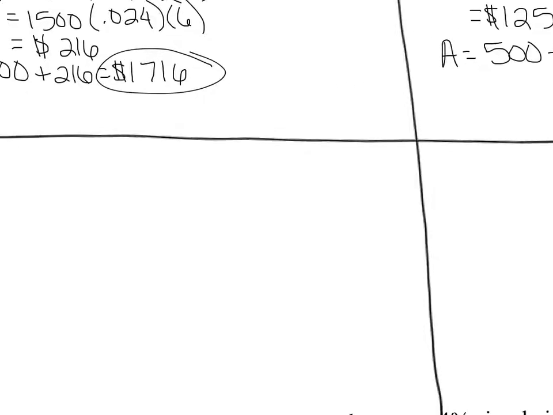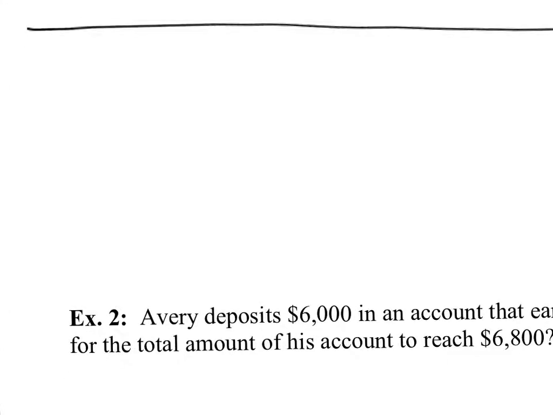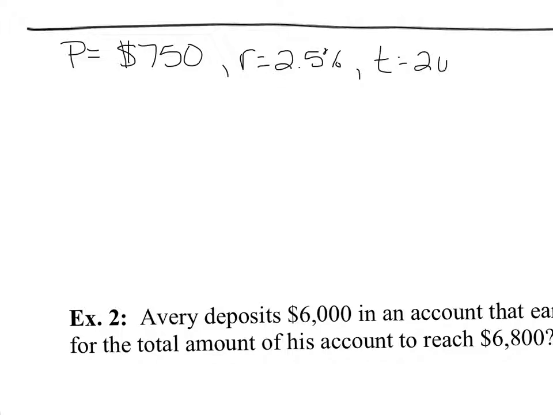Okay, just a couple more. Let's do one more together and have you do the last one on your own. So let's say for this one I have a principal of $750. I have a rate at 2 5/10% and only going to leave it in there for 2 years.